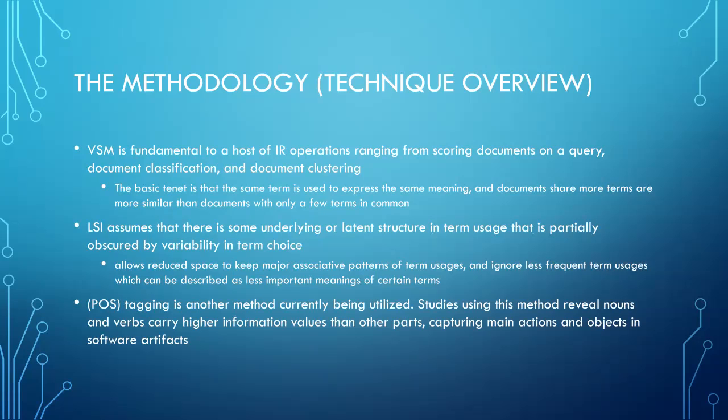The basic tenet is that the same term is used to express the same meaning, and documents that share more terms are more similar than documents with only a few terms in common. Since some terms have multiple meanings, polysemous terms in a user's query will literally match terms in documents that are not relevant to the user's information need, thus causing rapid degradation of precision.